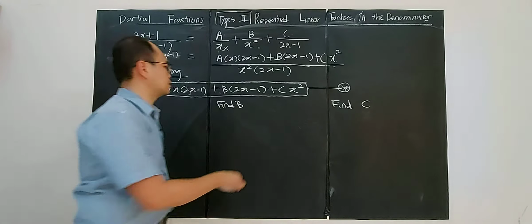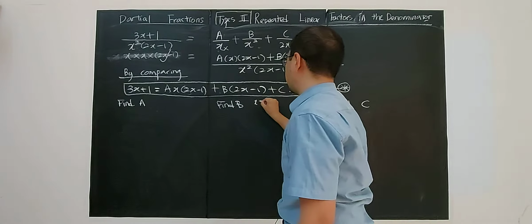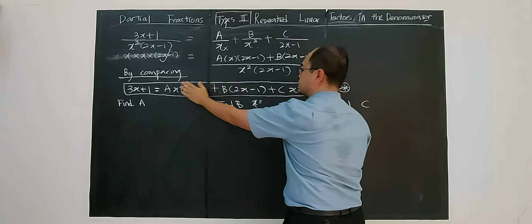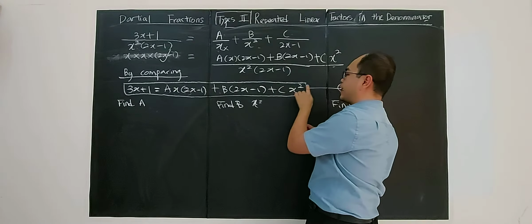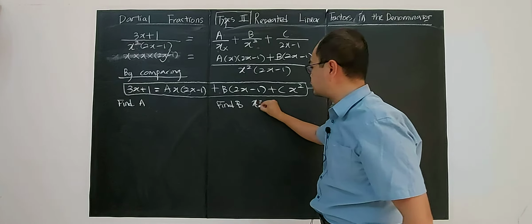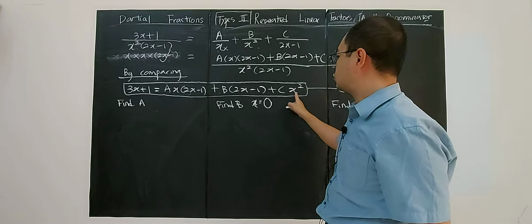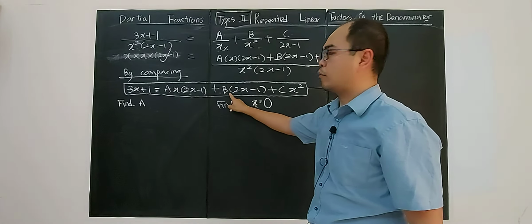You find b first. So you substitute x with 0. Because if you find b, these two will become 0, because you have x, here you have x squared. As long as you substitute x with 0, these two will become 0. Then you are getting your b, right?